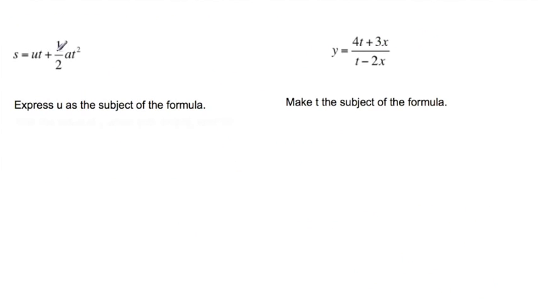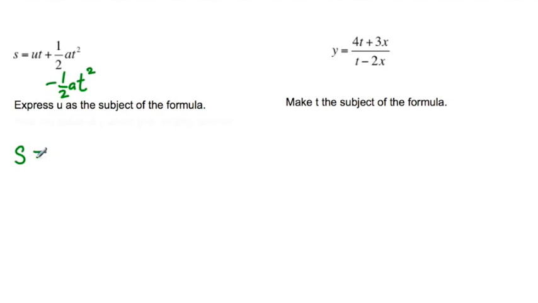Let's take a look at another example. So the first thing I'm going to do here is just focus on expressing u as the subject of the formula. So the idea is to get u by itself. First thing I think I'm going to do is subtract the 1/2 at squared over to the left side of the equation.